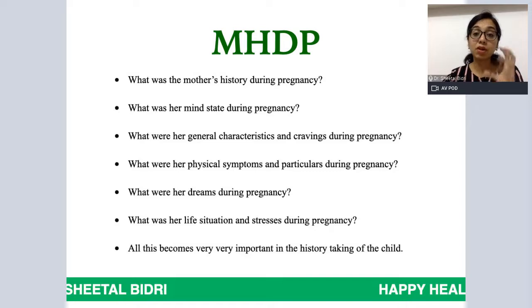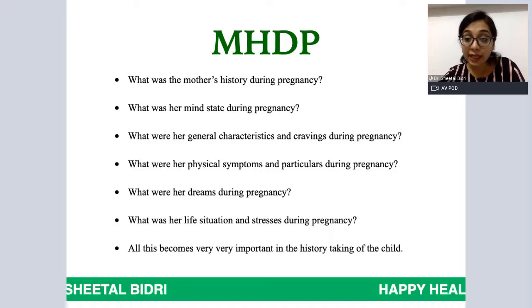And the physical symptoms or any particulars, if she had a lot of vomiting during pregnancy which went on and on for months together, was she deprived of a particular food, or anything that she couldn't tolerate, or intolerance during that pregnancy time. And what were the dreams during pregnancy, that shows the inner state of what the mother went through during that particular period. And also the life situation she was in, how it stressed her and how she reacted towards it. That becomes very important. It is extremely important to know the history of the child.